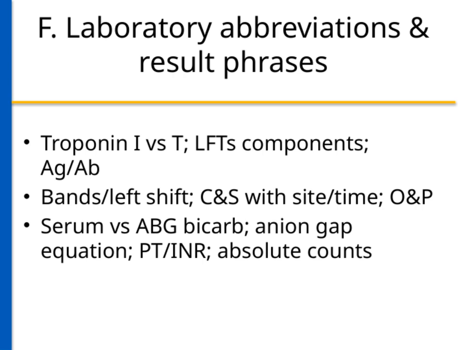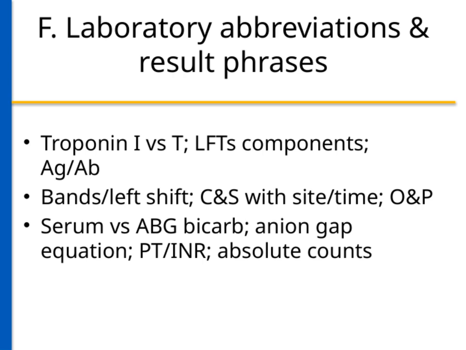The anion gap equation helps us assess for metabolic acidosis by calculating the difference between cations and anions in serum. Recognizing an elevated anion gap can point us toward causes like ketoacidosis or renal failure. PT and INR are measures of blood clotting. PT is the prothrombin time, and INR standardizes this measurement. They help us evaluate coagulation status, especially before procedures or in liver disease.